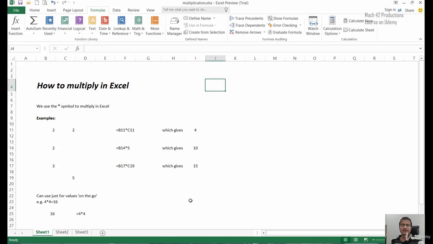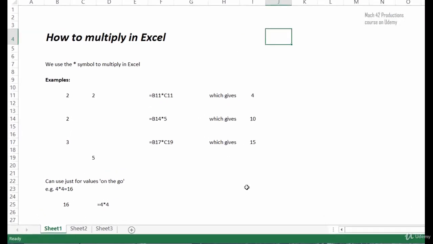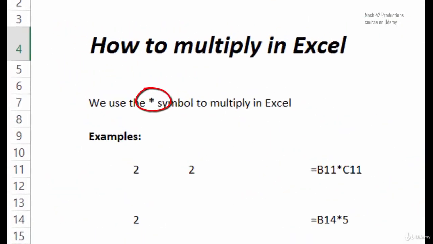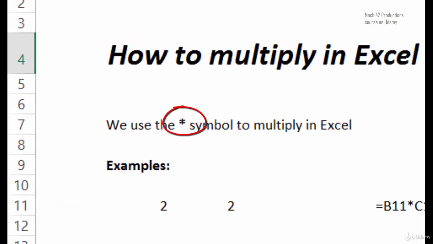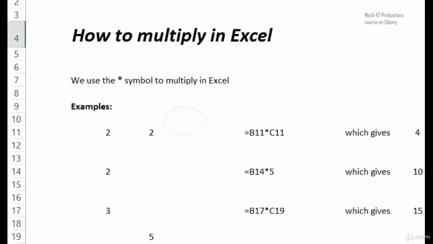Hi everyone. In this lecture we're going to see how we can multiply in Microsoft Excel. To multiply in Microsoft Excel we use the asterisk symbol. Now this is a basic star type looking symbol.